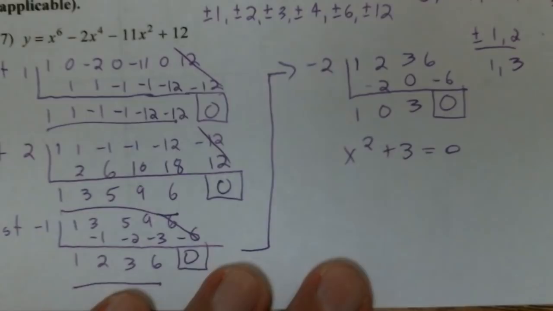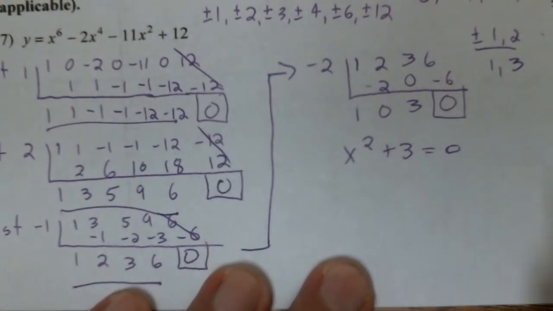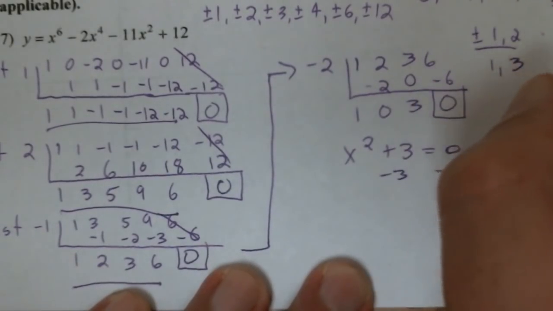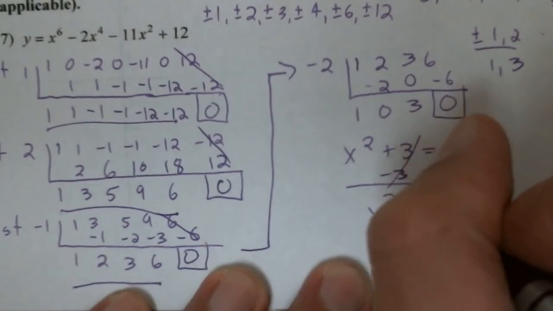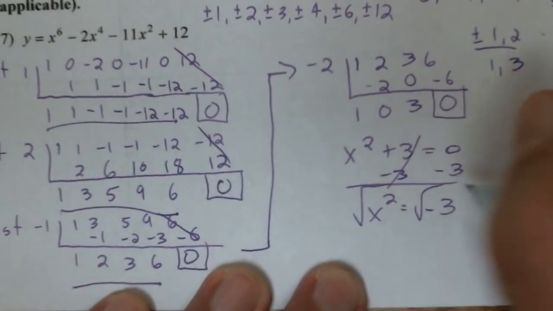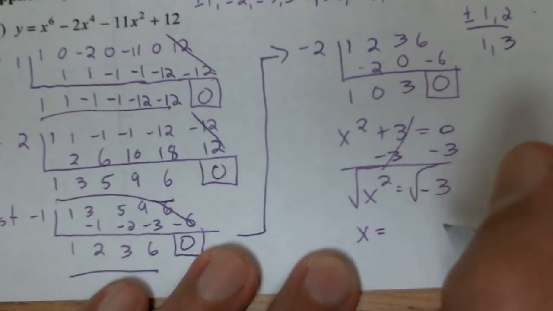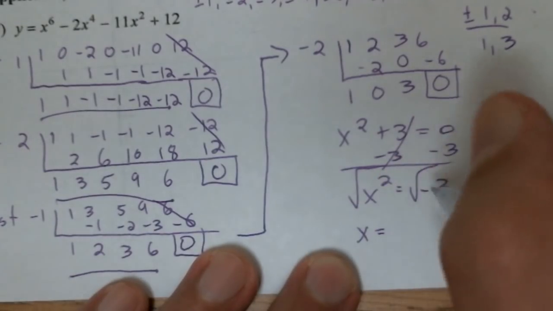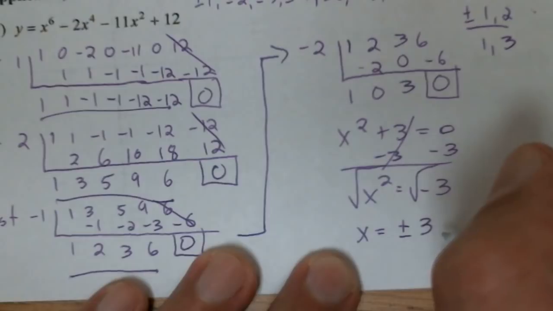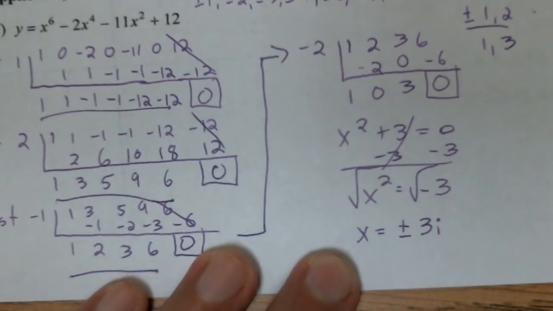Please don't do quadratic formula on that. This is just simple square root method we learned last year in geometry. Get the x squared by itself and take the square root of both sides. But I can't take the square root of a negative. That's where the i's come in. So x is going to be, and I always generate a plus or minus when I take the square root of something, so that is just going to be plus or minus 3i. Okay.